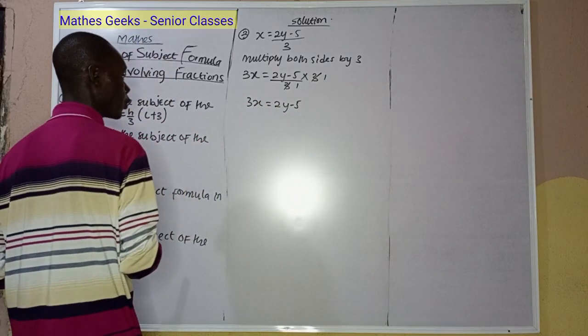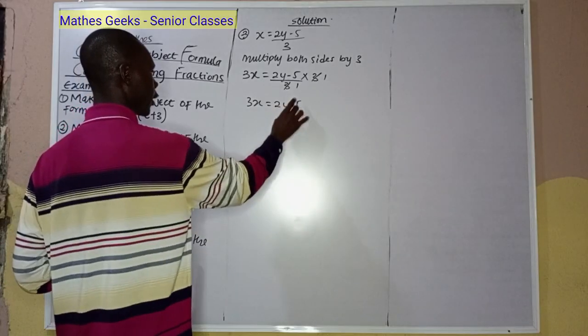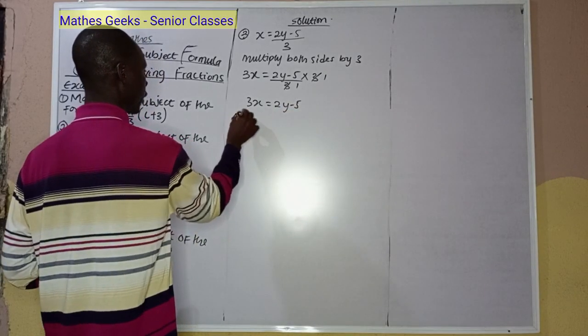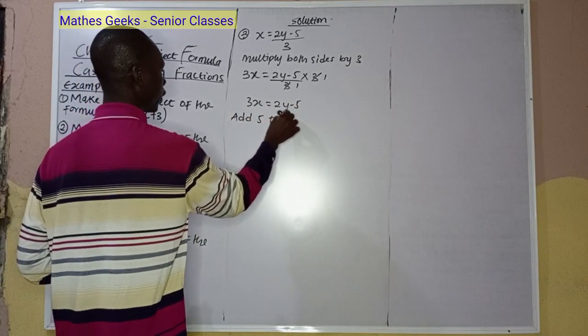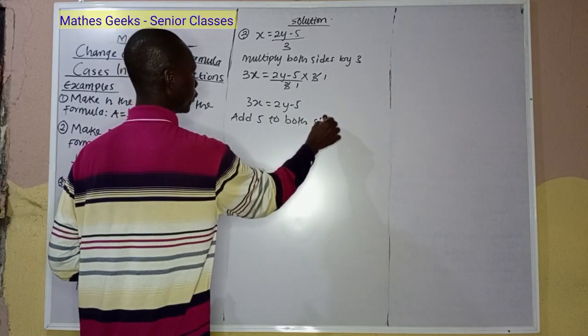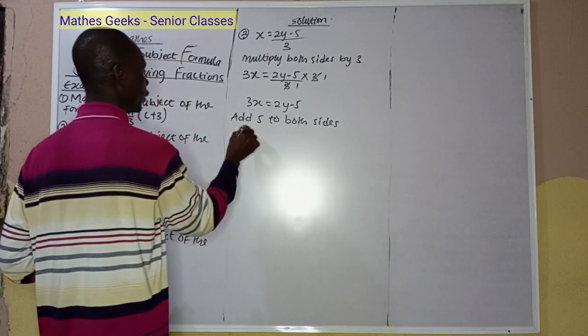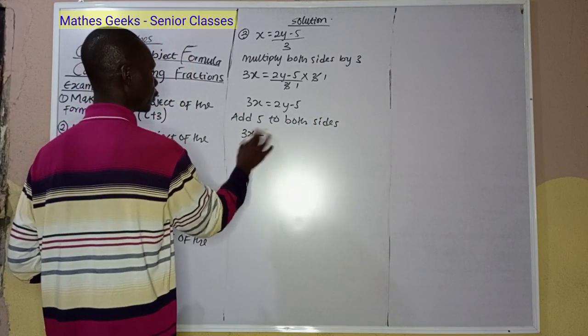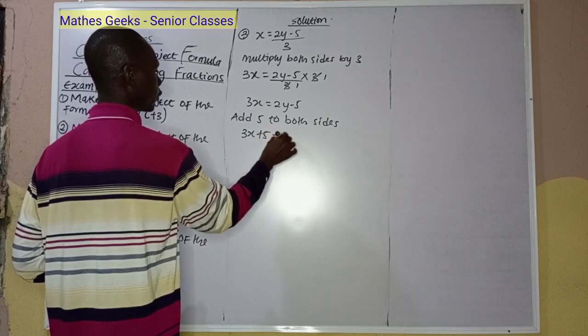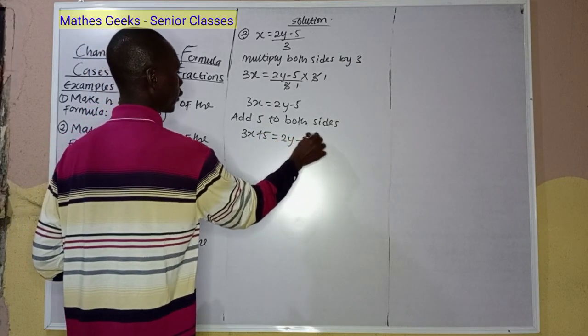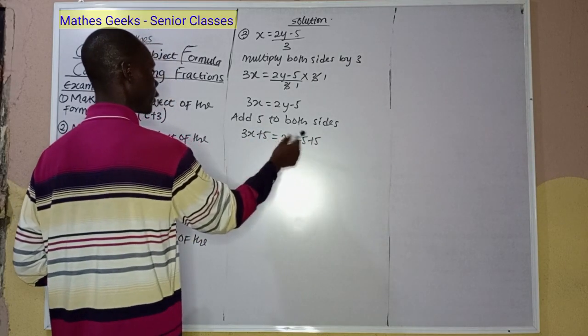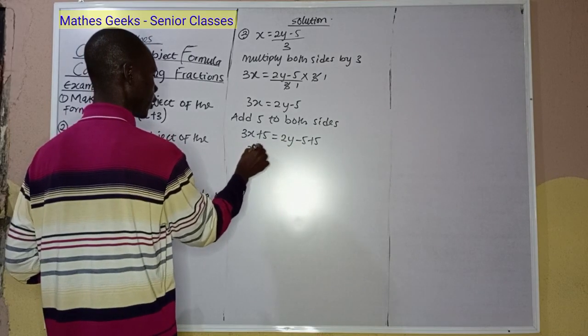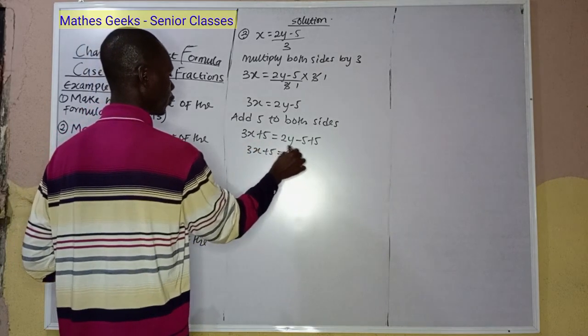The next obstacle we're going to take out of the way is minus 5. To do that, you add 5 to both sides. So 3x plus 5 equals 2y minus 5 plus 5. Minus 5 plus 5 is 0. So we say 3x plus 5 equals 2y.